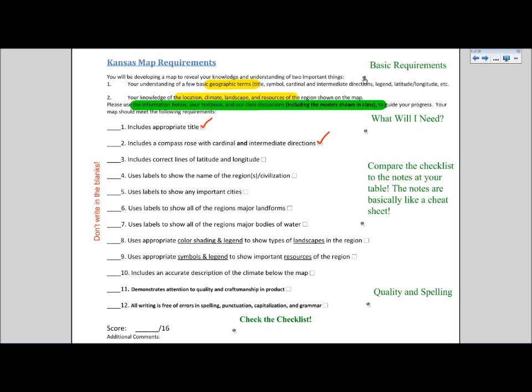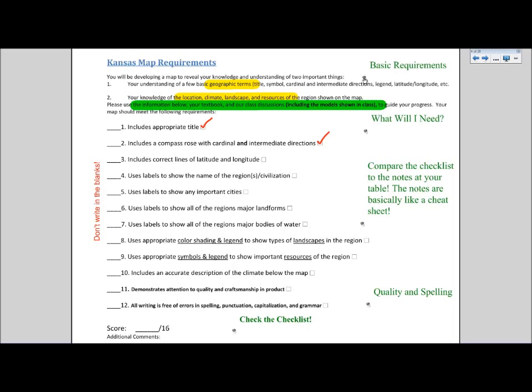It says you will be developing a map to reveal your knowledge and understanding of two important things. Number one, your understanding of a few basic geographic terms like title, symbol, cardinal and intermediate directions, legend, latitude and longitude, etc. These are the map terms that we just looked at. Most of them are defined on that page for you. Number two says that you're going to need to show your knowledge of the location, climate, landscape, and resources of the region shown on the map.